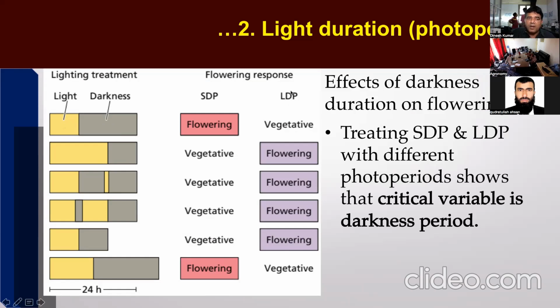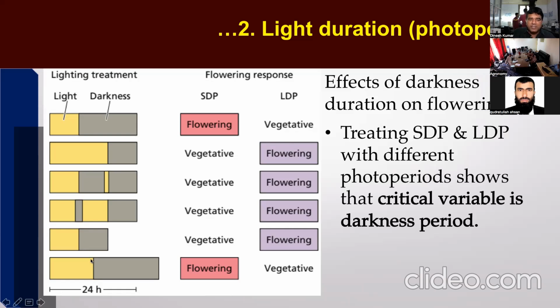But in a long day plant, there will be only the vegetative stage. They will not flower in the case of a long day plant. Now see, if you have a longer light period but the darkness period is very short, that means you have long days and short nights. Here, the short day plant will not flower and remains in the vegetative stage, but flowering happens in the long day plant.